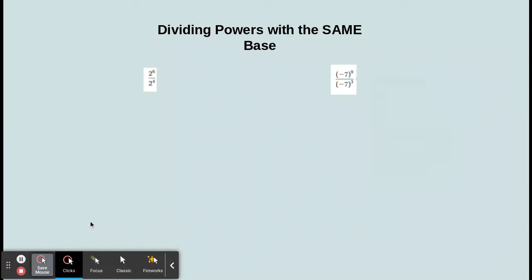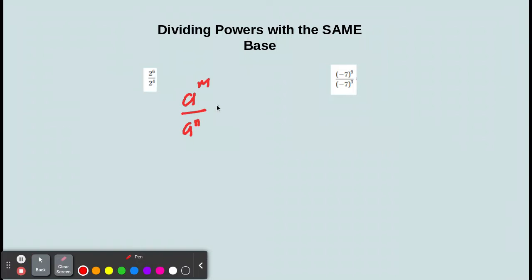All right, let's do some examples now. Here we are dividing powers with the same base, right? So remember, what did our property say? It said a to the m divided by a to the n is the same thing as a to the m minus n, where a is not 0. Okay, we're assuming a is not 0 in both of these examples here.